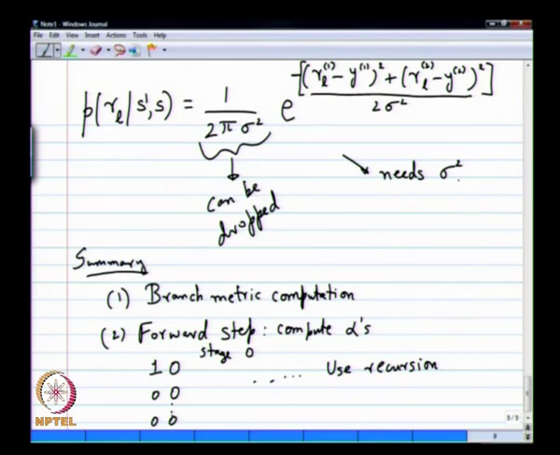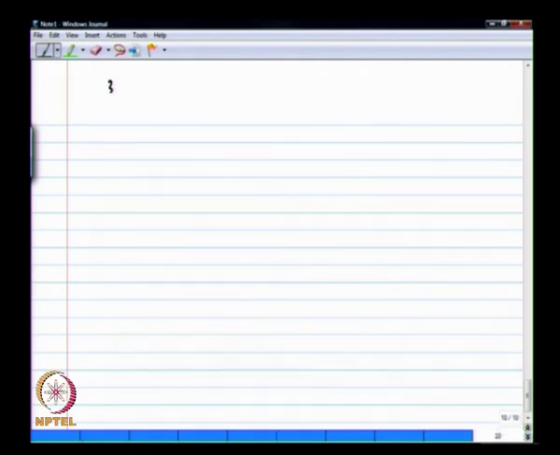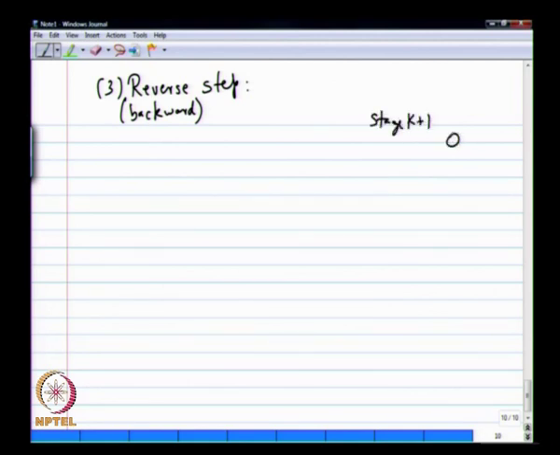And then what do you do in the backward step, or let us call it the reverse step? It is also called the backward step. At the last stage, stage k plus 1, on the right of it, what do you do? You put 1 for the betas, so this is for computing betas, and then you put zeros here for the remaining states, and then you use recursion.